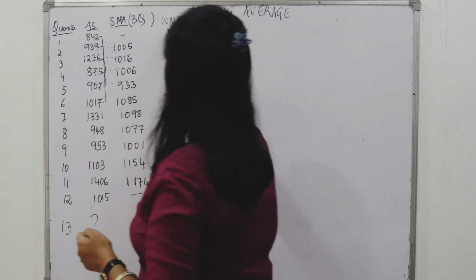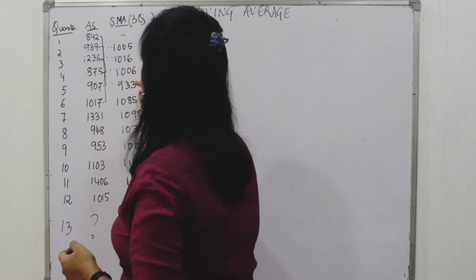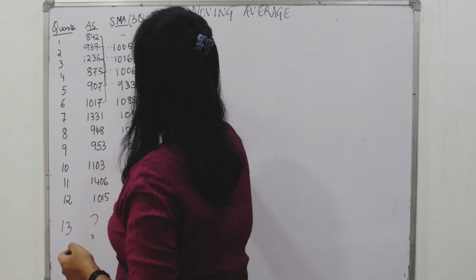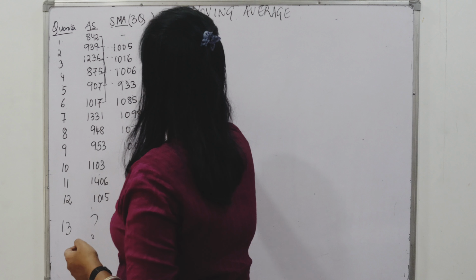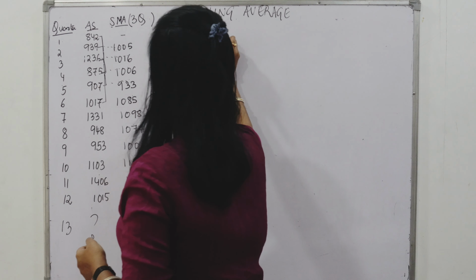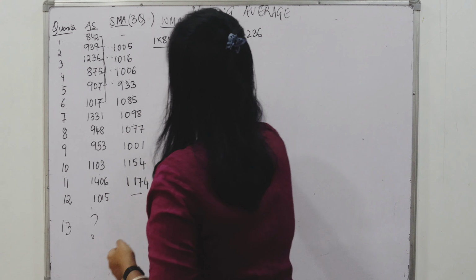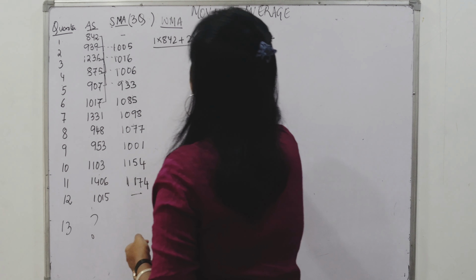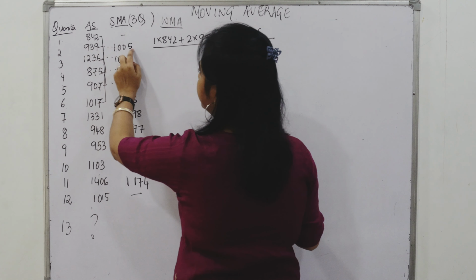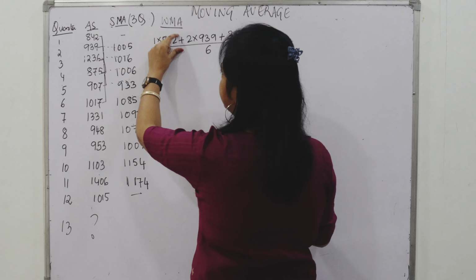So friends, the weighted moving average calculation will be, I'm showing you the first one, then the rest will be easy. 1, 2, 3. So I will write 1 into 842 plus 2 into 939 plus 3 into 1236, and the entire thing will be divided by 6. That you will write for the second month.